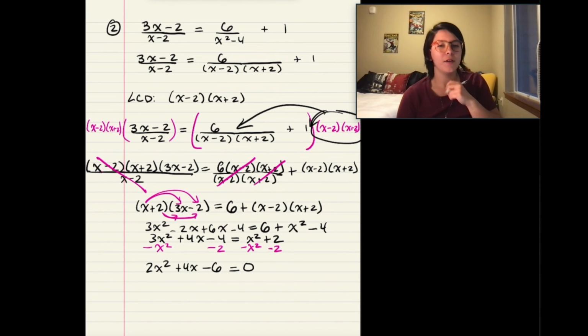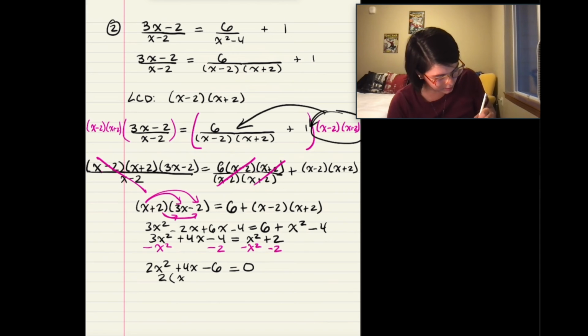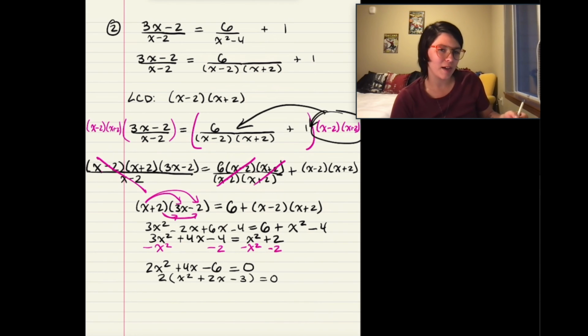And now I could do some AC method with this guy or use the quadratic formula, but one thing I noticed is that each of these three terms have something in common. They each have a 2 in them, so I'm going to factor out a 2. So we have 2 times x squared plus 2x minus 3 is 0. And the reason I do that is now I can divide by 2 and just get rid of it. So we have x squared plus 2x minus 3 is equal to 0 divided by 2, which would just be 0.